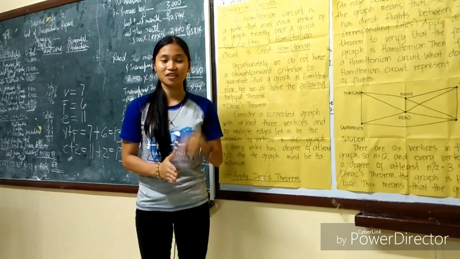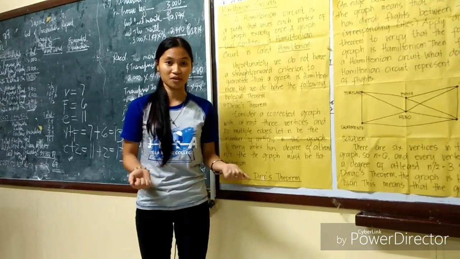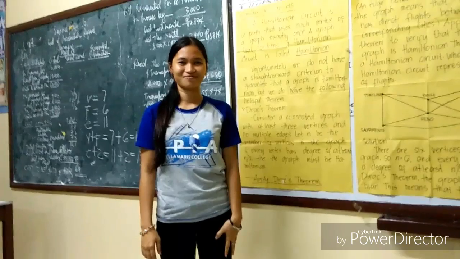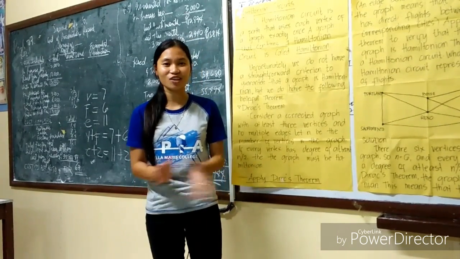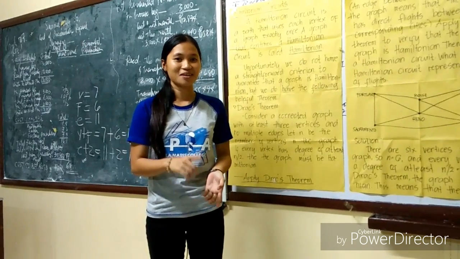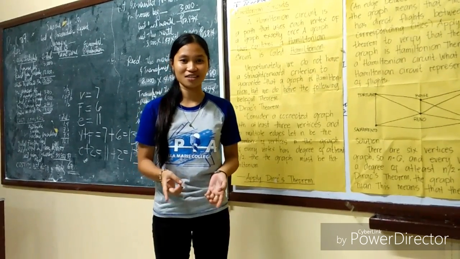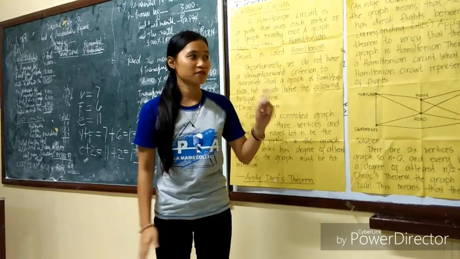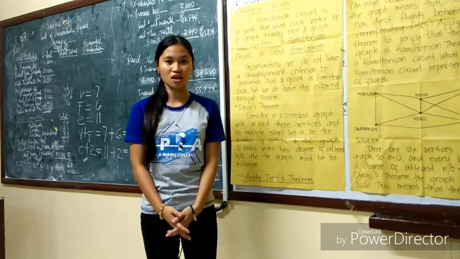So therefore, the difference between Hamiltonian and Eulerian is that an Eulerian circuit can repeat the vertices without repeating the edges, while the Hamiltonian circuit does not need to cross all the edges as long as we visit all the vertices without repeating.